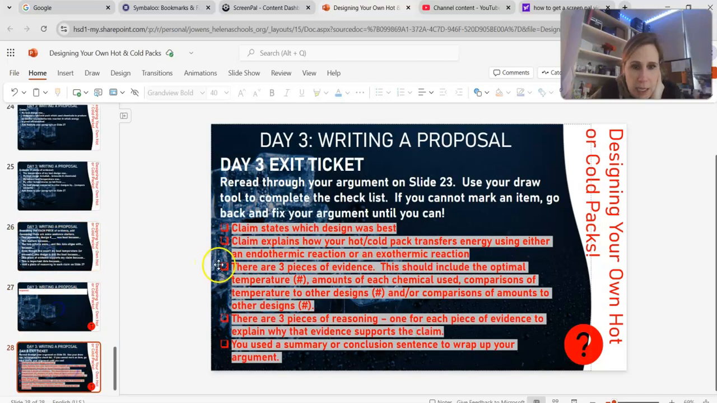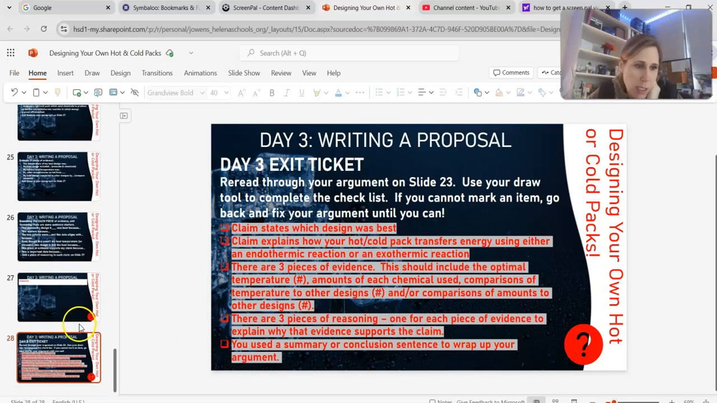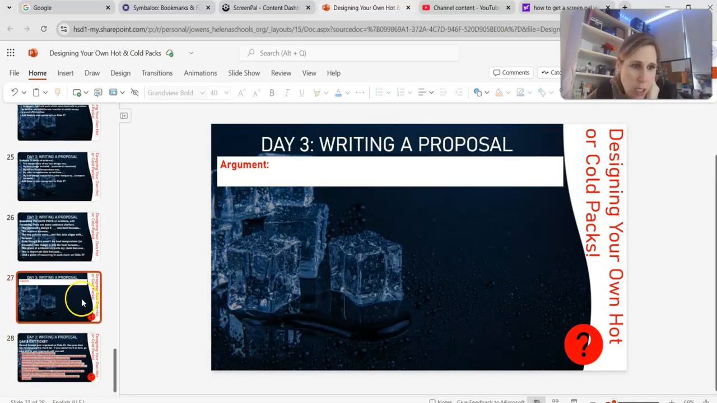And then there are 3 pieces of evidence. This should include the optimal temperature, amounts of each chemical used, and then some kind of comparison, either to other temperatures or other amounts. And then there are 3 pieces of reasoning, one for each piece of evidence, to explain why that evidence supports the claim. And then finally, you use a summary or conclusion sentence to wrap up your argument. So again, your argument will be written on slide 27.